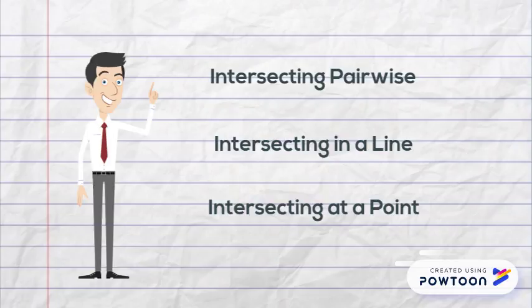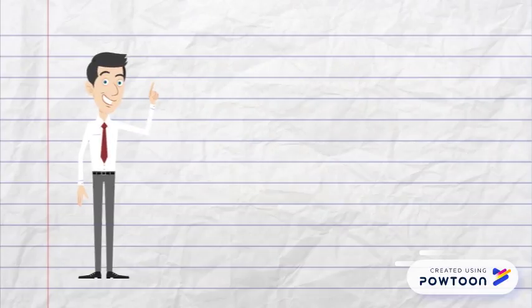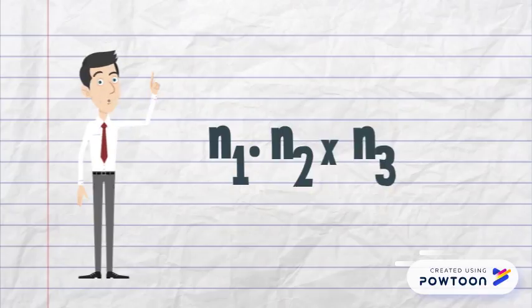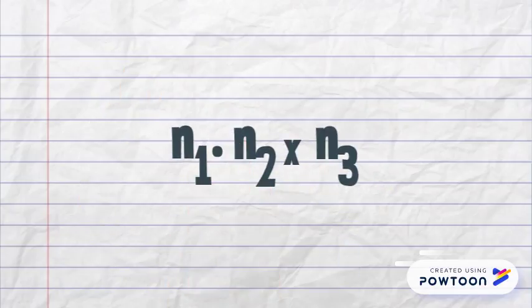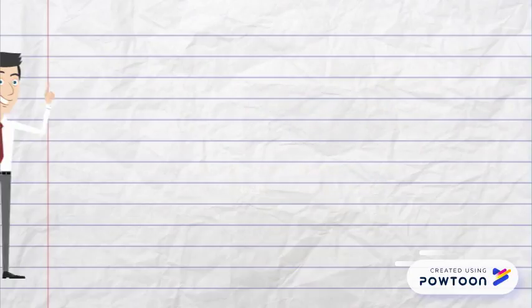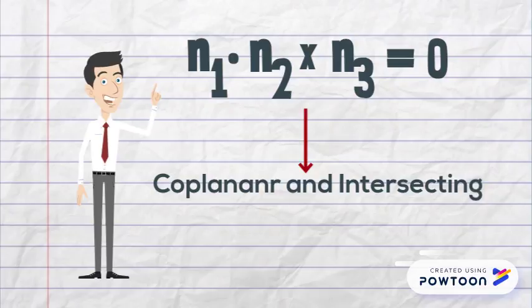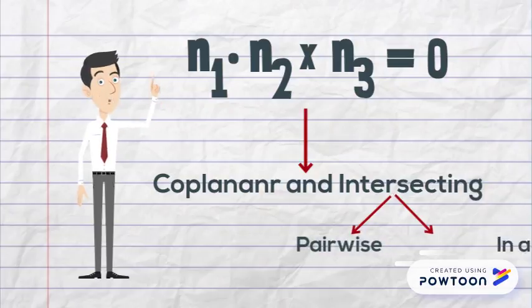at a point. In order to check in which way the planes are intersecting, we can do the volume test, which uses this formula: n1 dot product, n2 cross product, n3. The reason we use this formula is to determine whether the normal vectors of the planes are coplanar or not. Therefore, if the volume test equals 0, it means the normal vectors of the planes are coplanar and the planes are either intersecting pairwise or in a line.